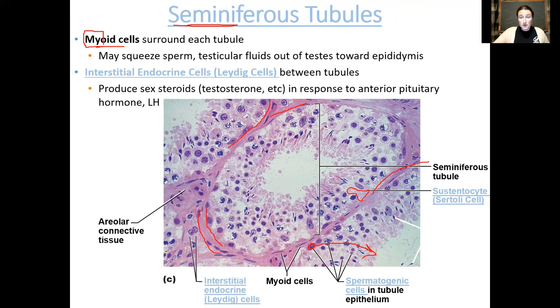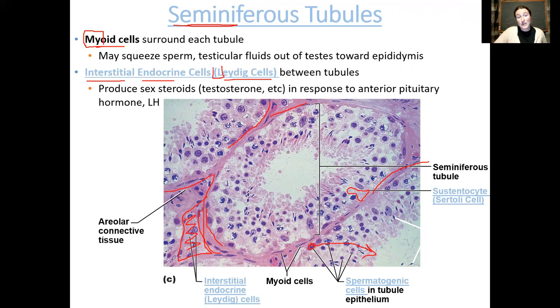Okay. Also, in between the round seminiferous tubules are other types of cells. These are called interstitial endocrine cells, right? So interstitial, it is not actually inside the seminiferous tubule, it's on the outside, in the interstitial fluid. Endocrine, right? They have something to do with making hormones, which you may remember from Professor Fink's talk. And these guys are also called Leydig cells, right?